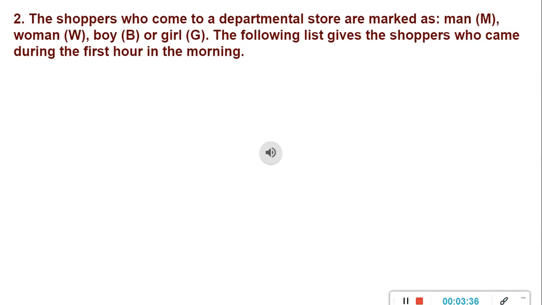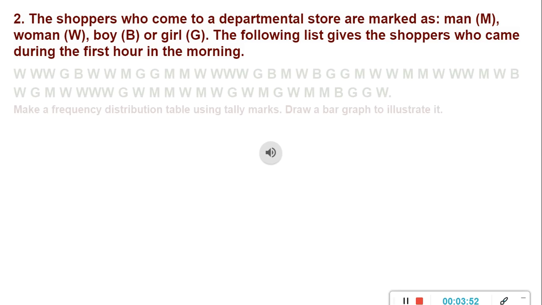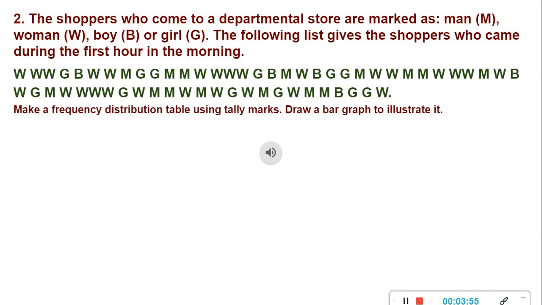And let me see the question number 2. The shoppers who come to a departmental store are marked as man M, woman W, boy B, and girl G. The following list gives the shoppers who came during the first hour in the morning. That is given like this: WWWGB, WWMGG, MMW, WWWGB, MWBGG, and so on. Okay. So, what you have to do? Make a frequency distribution table using tally marks and draw the same as in a bar graph also.